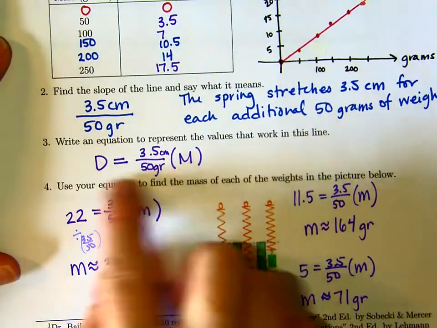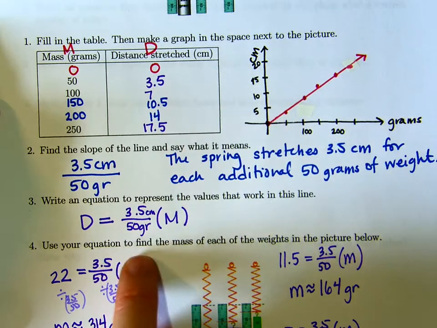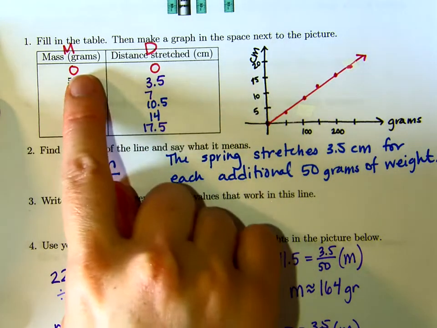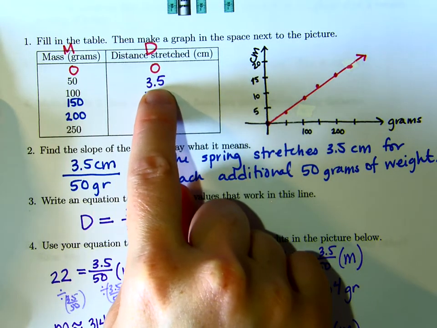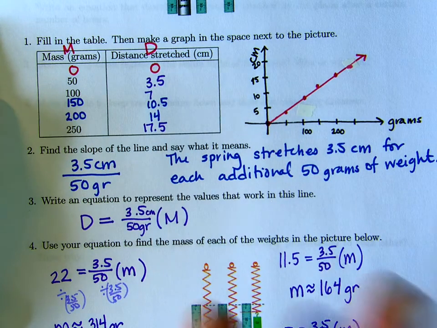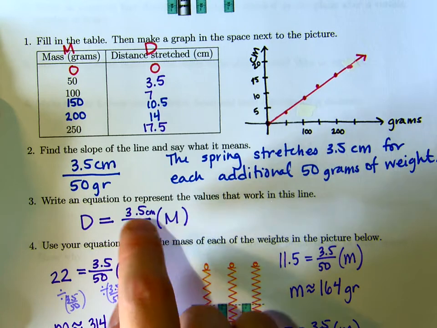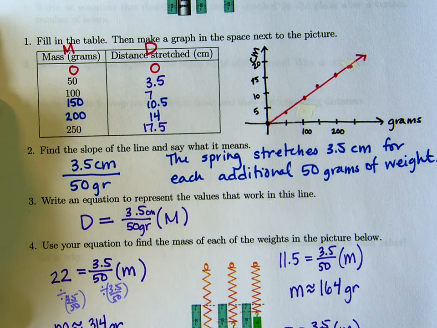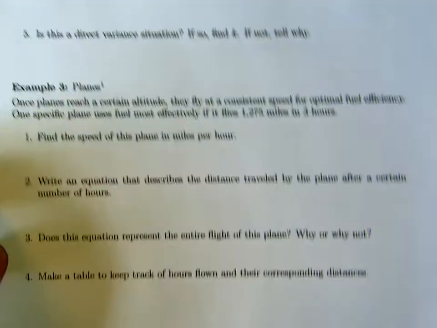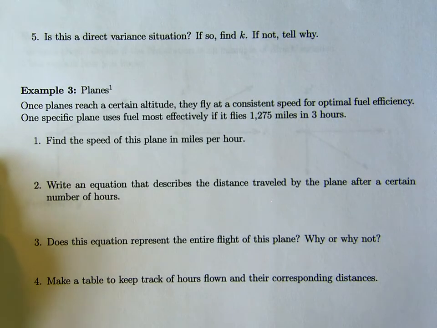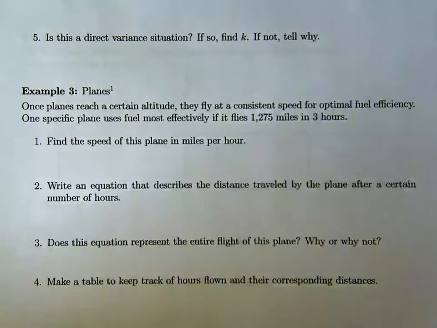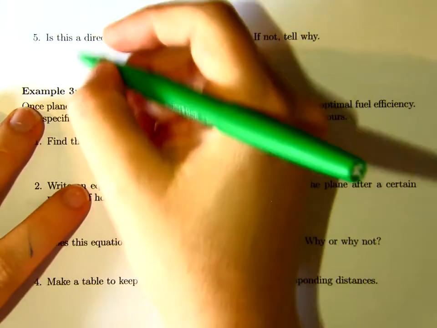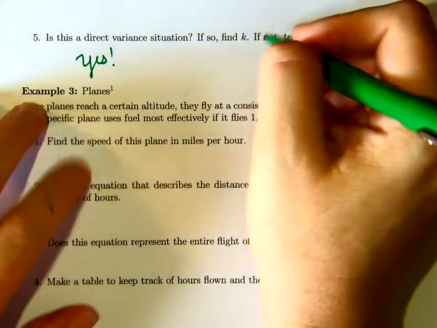Okay, so we can use our equation in order to find the weight of each one of these. And I notice that this is direct variation because not only are these proportional, so every 50, so the unit ratio here, for every 50, it's stretched by 3.5 centimeters. So they're proportional to each other. And I also notice that this fits the bill for our y equals mx plus b, where b is 0. Is this a direct variation situation? Yes. If so, find k. If not, tell why. And I would say yes, yes, yes, because of all the reasons I just said.